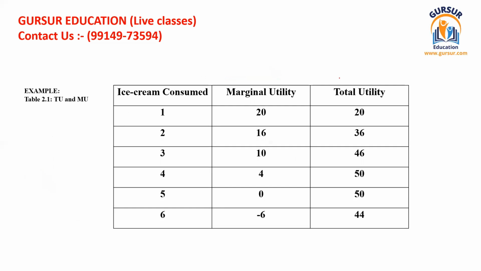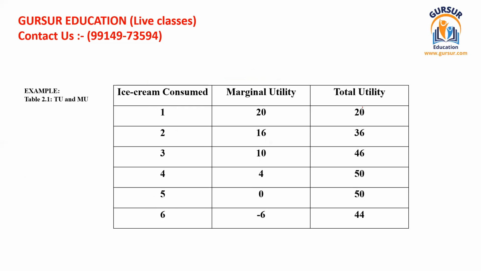Now just moving further, giving you an example of that. Suppose you have eaten ice cream, you have consumed its units, like first ice cream, then second, then third, then fourth, then fifth, then sixth. And from consuming that, you are getting utility like that.